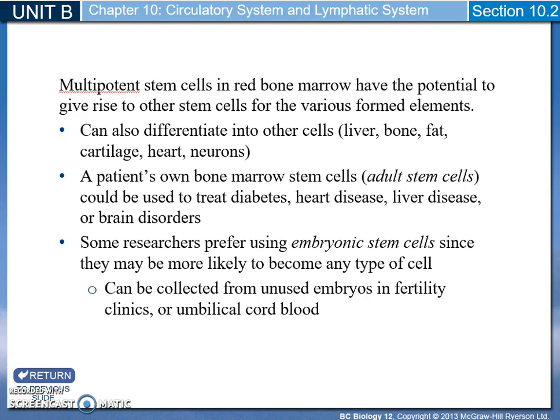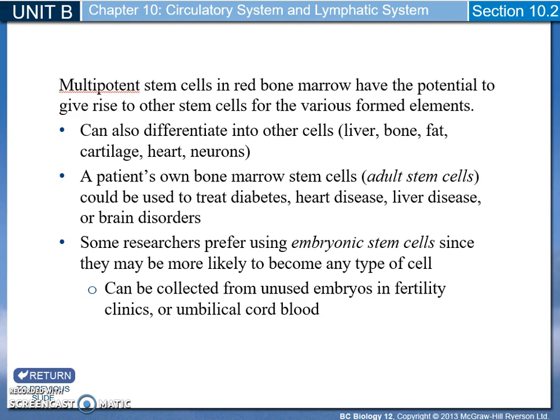And a patient's own bone marrow stem cells could be used to treat diabetes, heart disease, liver disease, or perhaps brain disorders. Some researchers prefer using embryonic stem cells, and this is the one that's highly controversial. But they are sometimes preferred since they can be more likely to become any type of cell. And as is noted here, they can be collected from unused embryos in fertility clinics, also known as abortion clinics, or umbilical cord blood as well. So that can be another source.